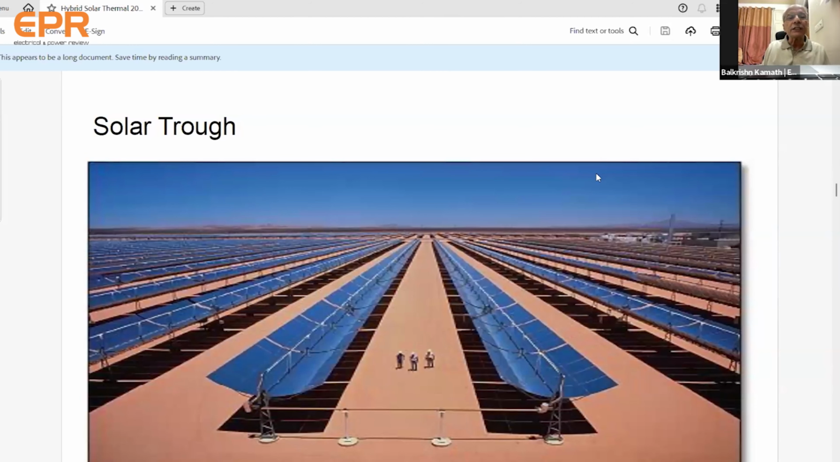In this, the temperature can go up to 400 degrees centigrade, and that will be used in the heat exchanger for generating steam. You can see the size of the solar trough. You can see 3 persons walking in between, so you can compare the sizes. It is huge, gigantic, and spread all across. The turbine and this heat exchanger will be at one center of the plant.